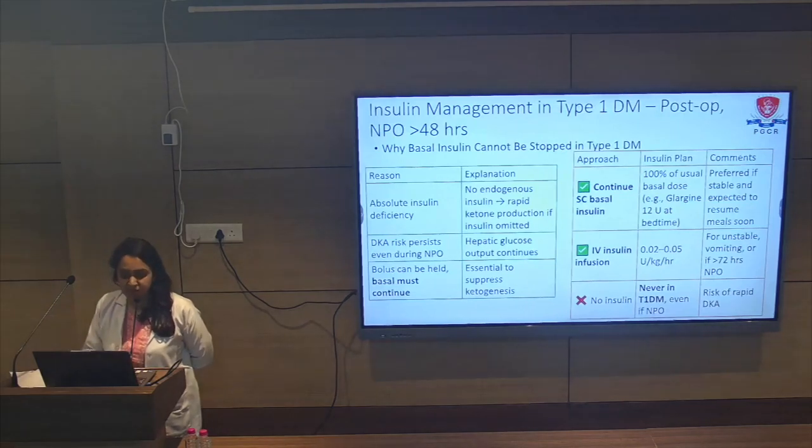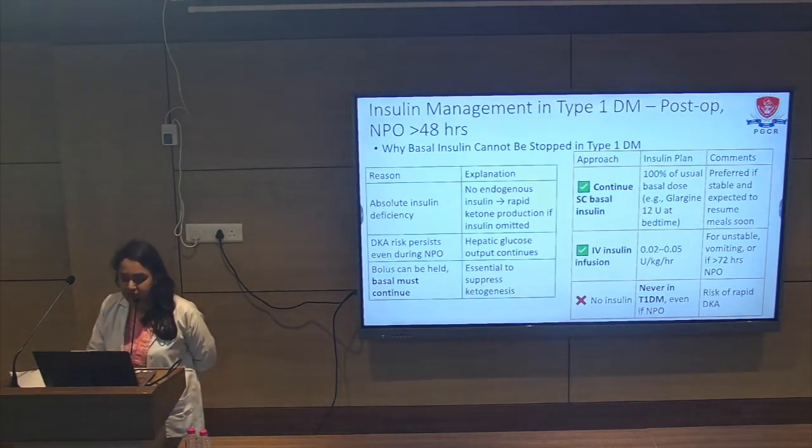But if the patient is unstable or is vomiting and the nil per oral status is expected for more than 72 hours, then we start the patient on IV insulin infusion at 0.02 to 0.05 units per kg per hour with dextrose infusion.